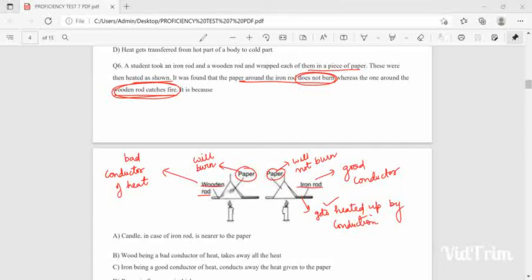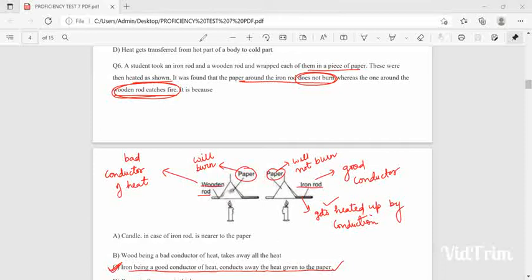So if we look at the options, then out of these 4 options, C will be the correct one. The C option is, iron, being a good conductor of heat, conducts away the heat given to the paper, and this is the only reason that the paper wrapped around the iron rod will not burn, whereas the paper wrapped around the wooden rod will burn. So C is the correct answer. Now the next question is question number 7.